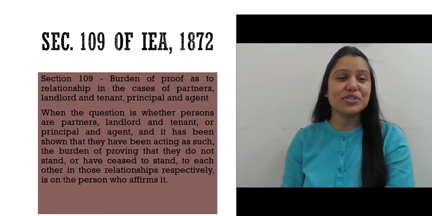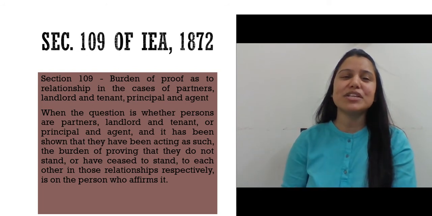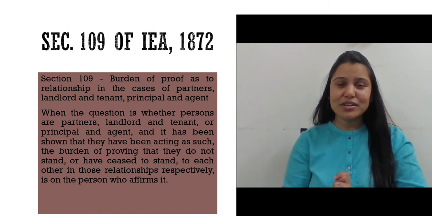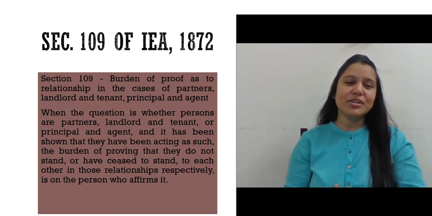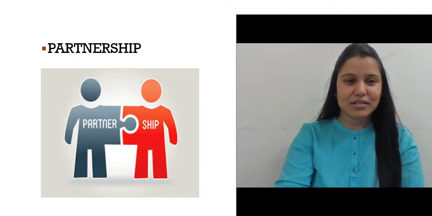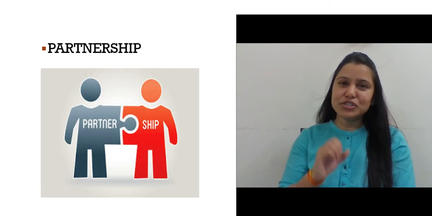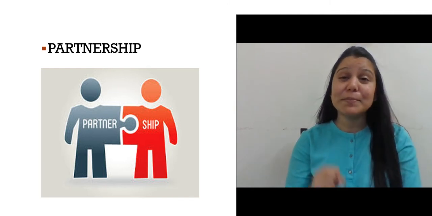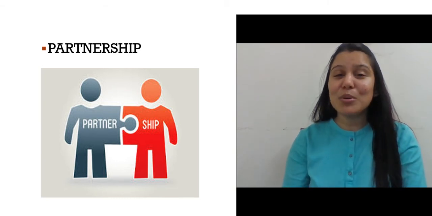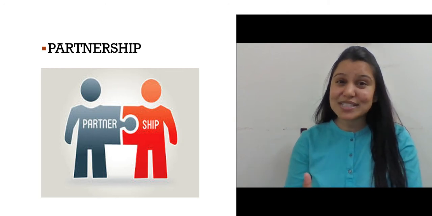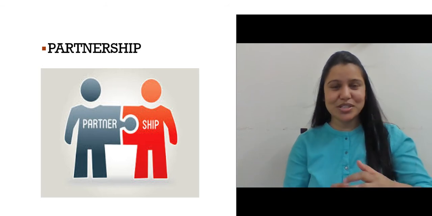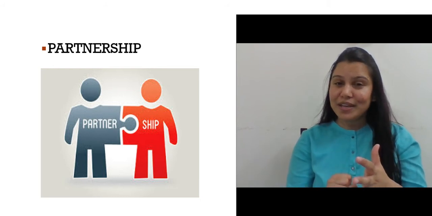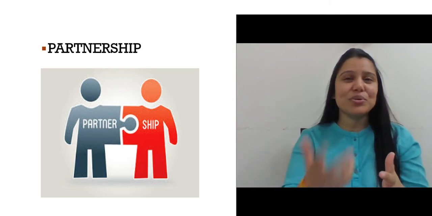Now let's see what section 109 tries to say. Burden of proof as to relationship in cases of partners, landlords and tenants, principal and agent. So here you can see there are these relationships. First, partnership. If it has been shown through evidence that two people are partners, under a partnership, then the burden of proof is on the person who says that no, they are not partners.